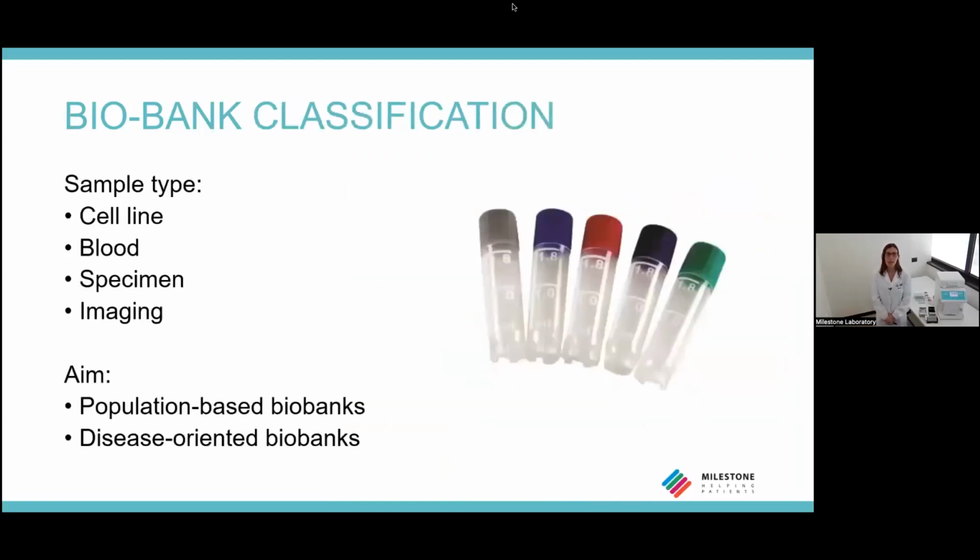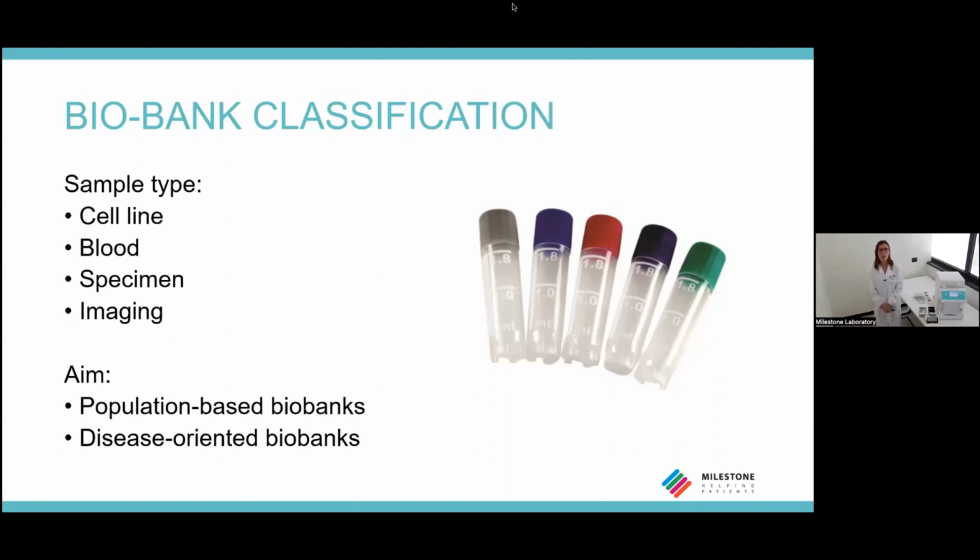Biobanks can be classified in 4 categories based on the sample type. That can be cell line, blood, specimen, and images. Imaging biobanks is quite new, and it's the storage of bioimages like magnetic resonance, tomography, PET, that allow to discover new disease markers that are not invasive.